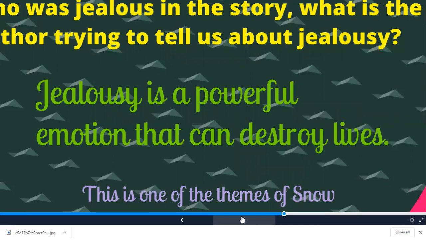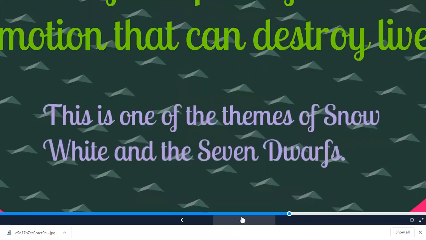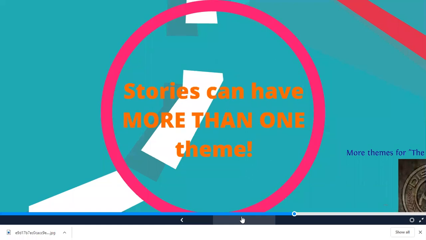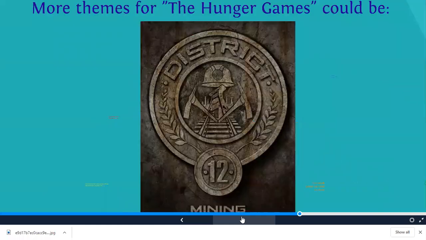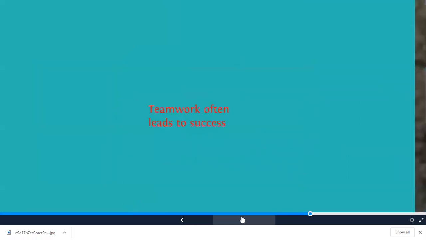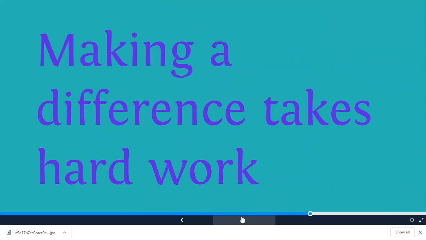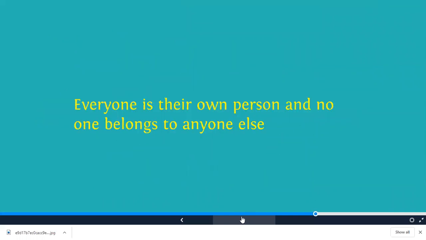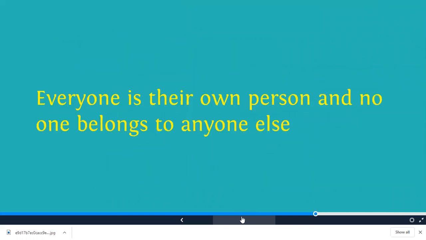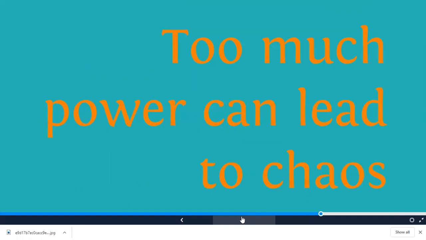Obviously there was more, but as you see, subjects are tiny, one or two words, right? A theme is like a sentence. Stories can have more than one theme. More themes for the Hunger Games could be: teamwork often leads to success. Making a difference takes hard work. Everyone is their own person and no one belongs to anyone else. Too much power can lead to chaos.